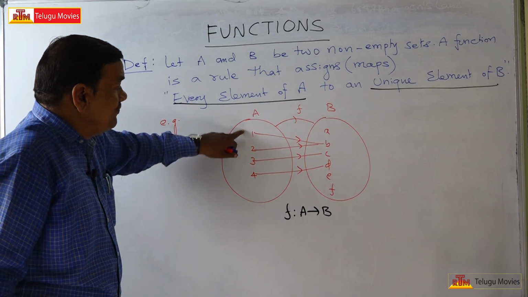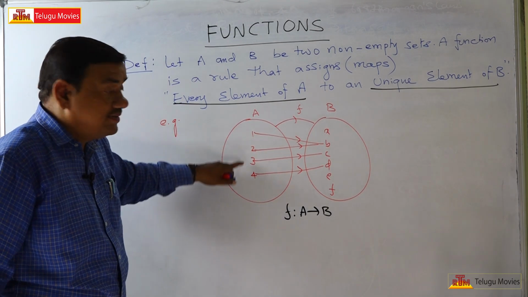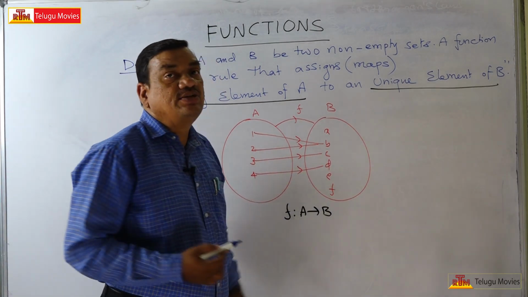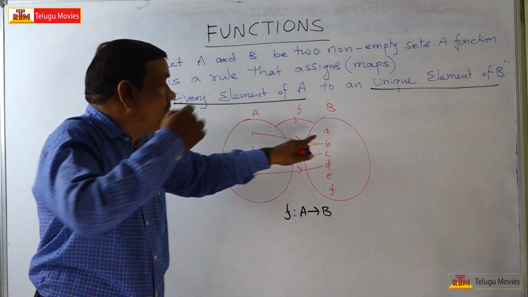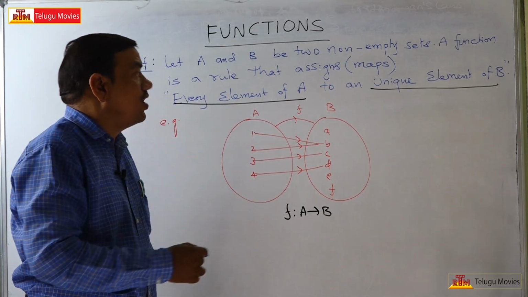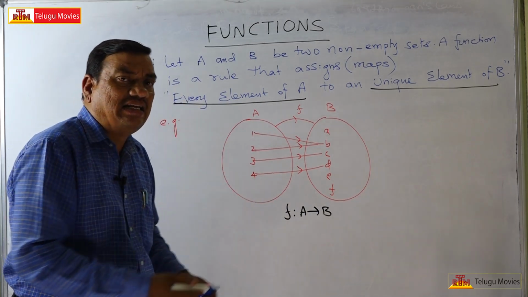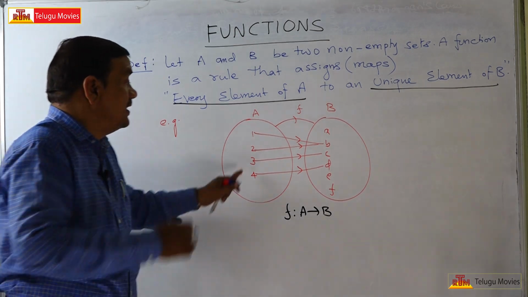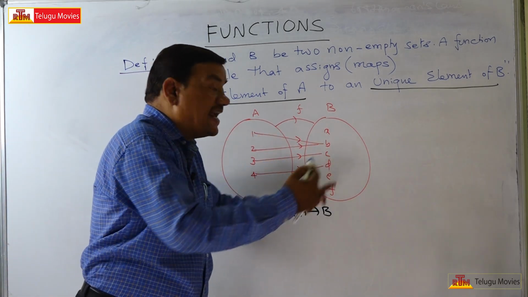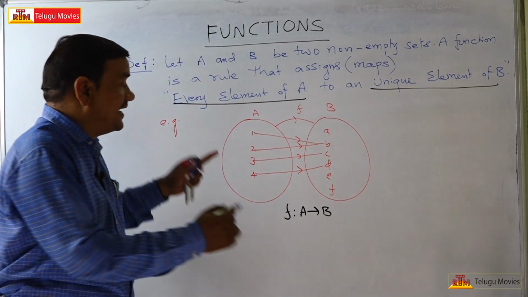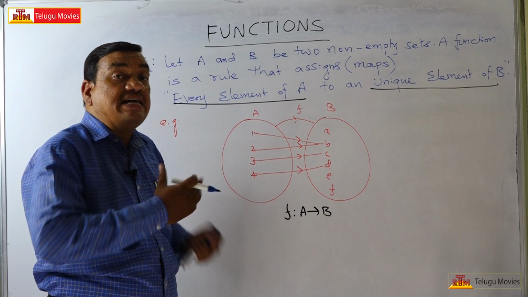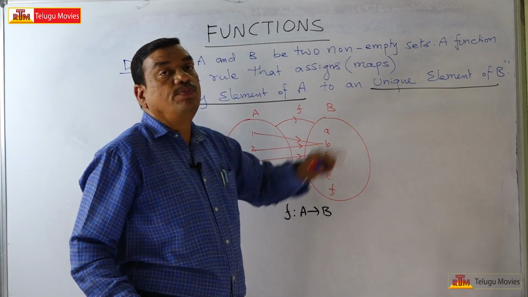That means every element in the set A, there should not be any element which does not have an attachment with B. See here, 1 is mapped onto B, 2 is mapped onto B, or attached or assigned, or whatever you call it. 3 is linked to C, 4 is attached to D. Understand this? So then we say that a function happens from A to B.